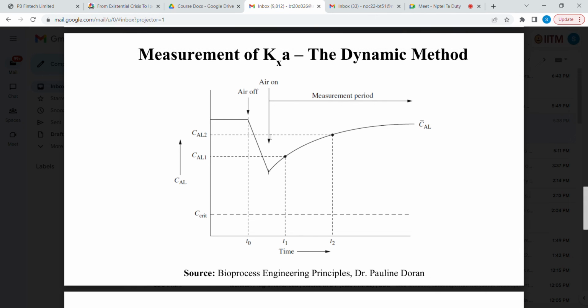Now at this point, the air is turned back on, and since the oxygen transfer rate from the compressor into the bioreactor is greater than the oxygen uptake rate by the organism in the liquid, the amount of oxygen that is present in the liquid, which is at this point CAL, which is less than CAL star, slowly creeps back to its final concentration, where we can say that steady state is reached between the oxygen consumption rate and oxygen uptake rate.